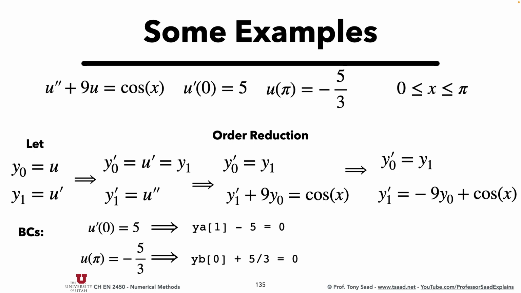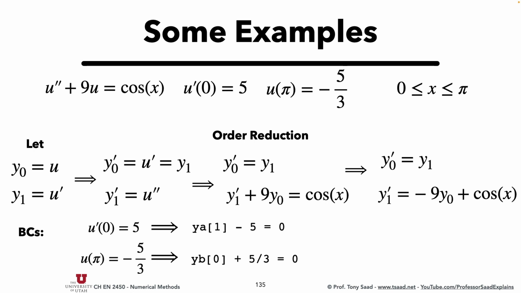I'm anchoring the values of u, 1 at 0 and 1 at pi. In fact, at 0, I'm anchoring the slope of u, not the value, the slope. So u prime at 0 is 5, and u at pi is minus 5/3, and the domain is from 0 to pi. So it tells me it's a boundary value problem. If I want to use solve BVP, I need to reduce this to a system of 2 first-order ODEs, because solve BVP only solves a system of first-order ODEs.